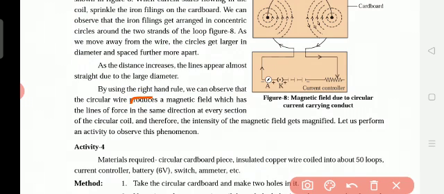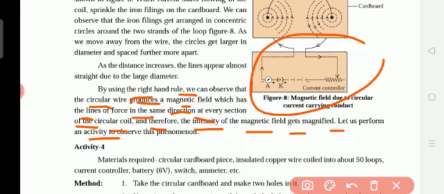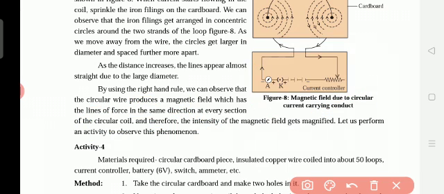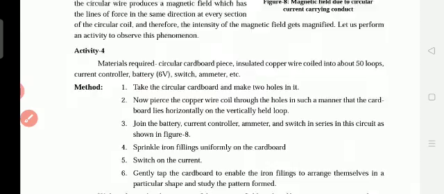By using the right hand rule, we can observe that a circular wire produces a magnetic field which has the lines of force in the same direction at every section of the circular coil, and therefore the intensity of the magnetic field gets magnified. Here all the magnetic lines are following the right hand rule. That means the thumb is on top, the electricity is flowing, and the magnetic lines of force are all going in the same direction. Going this way, and this side coming this way, so going in the same direction.